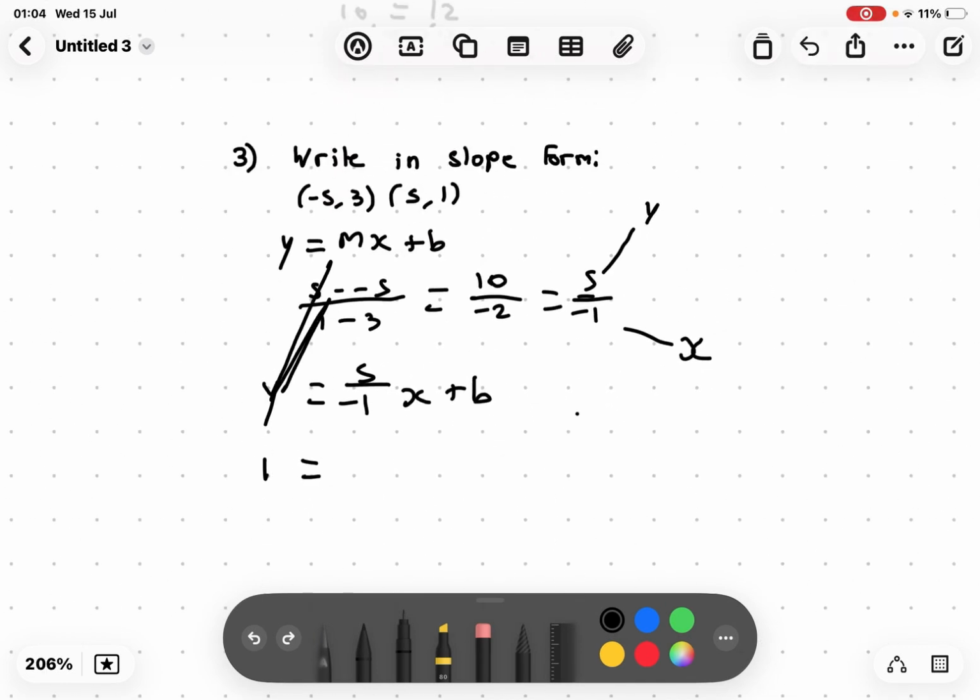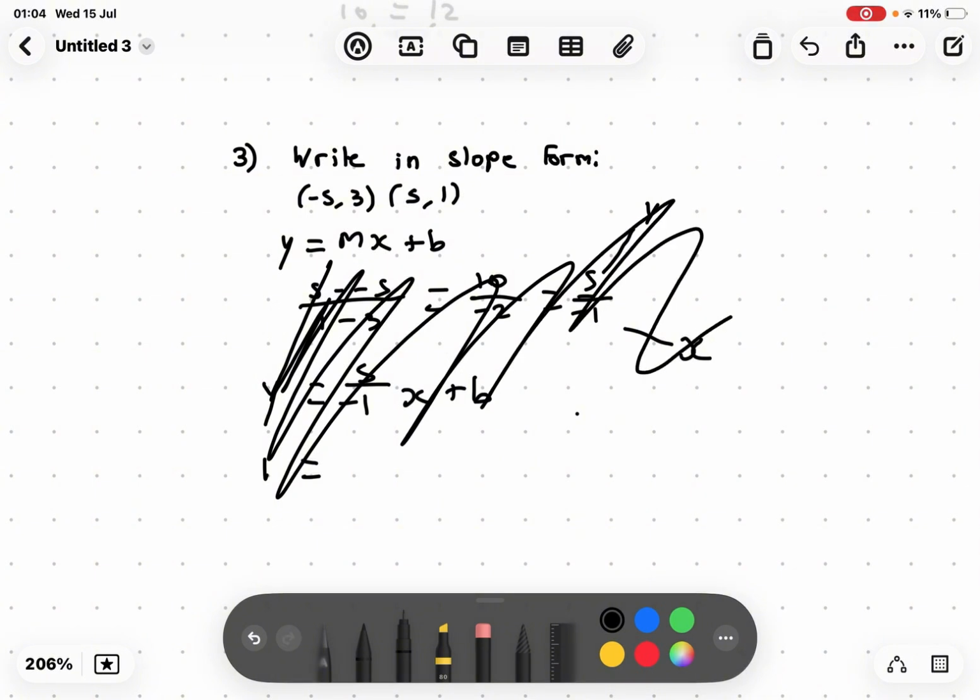Basically, these are the y's. I, for some reason, thought these were the y's. Okay, so 3, take away 1, take away 3, and then 5, 5, 5. So we get -2 over 10.